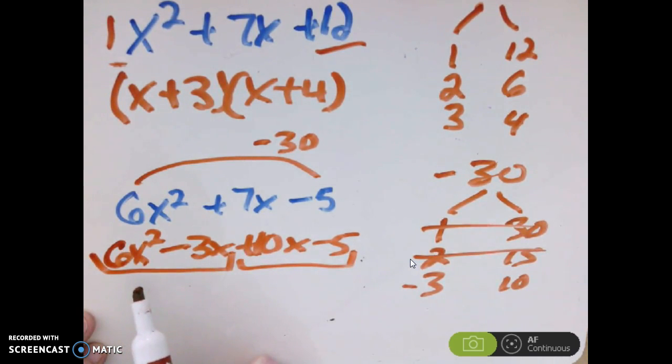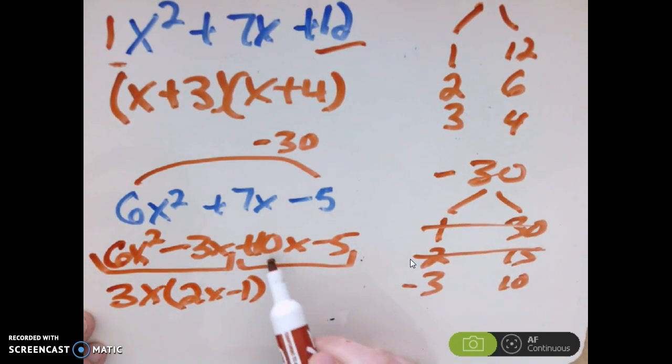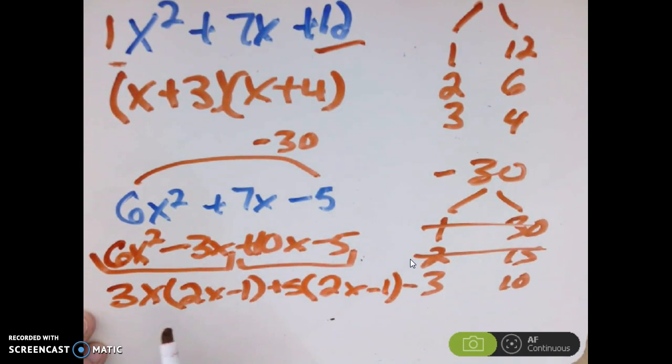If you remember what we did in the last example, we were factoring out the GCF, greatest common factor. So what's the greatest common factor between 6x squared and negative 3x? It's 3x, and I'm left with 2x minus 1. And between 10x and negative 5? Well, it's 5, and I get 2x minus 1. Oh, and great, these are both times 2x minus 1, so I did something right.